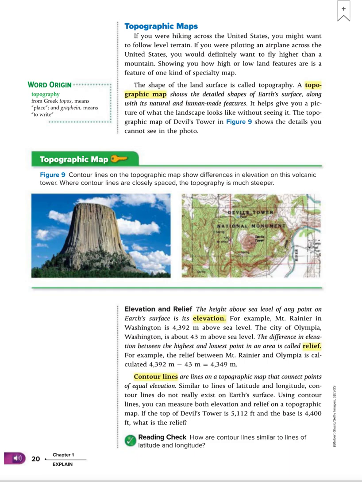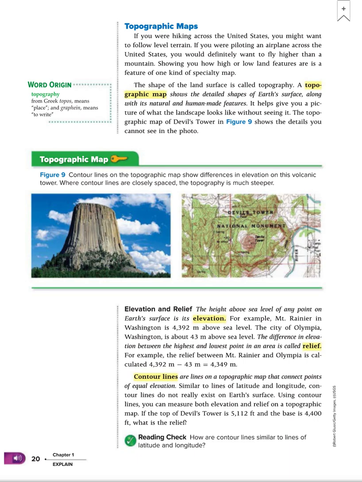So another type of map is a topographic map. If you were hiking across the United States, you might want to follow level terrain. If you were piloting an airplane across the United States, you would definitely want to fly higher than a mountain. You definitely don't want to crash into a mountain. Showing you how high or low land features are is a feature of one kind of specialty map. And the shape of the land surface is called topography.